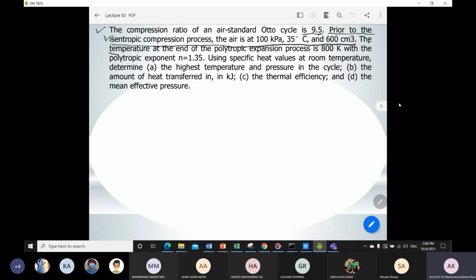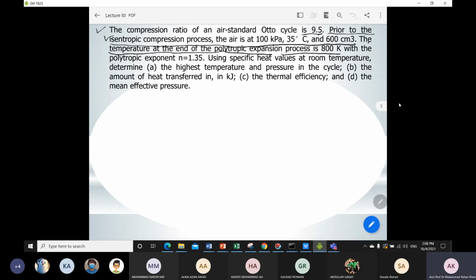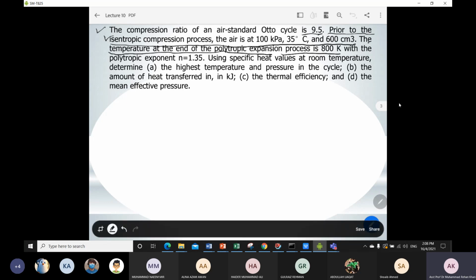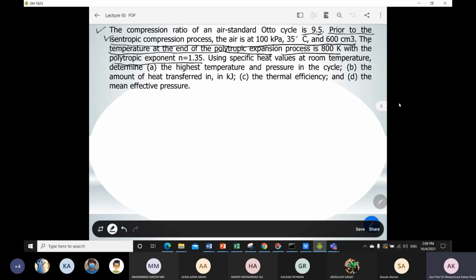Now it says the temperature at the end of the polytropic expansion process. So here it is mentioned that your expansion process does not take place isentropically, but it is a polytropic expansion process. It means you do not need to use the value of k over there. Okay, so we will see what process we have to follow. It is 800 Kelvin, which is your T4, because your expansion process ends at point number 4 if you correlate with your TS diagram, and the value of n is 1.35.